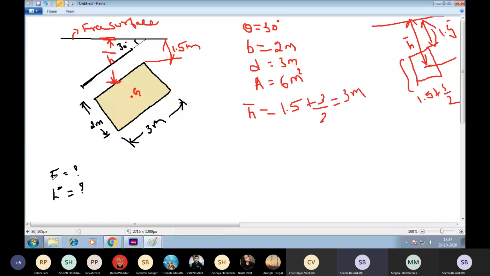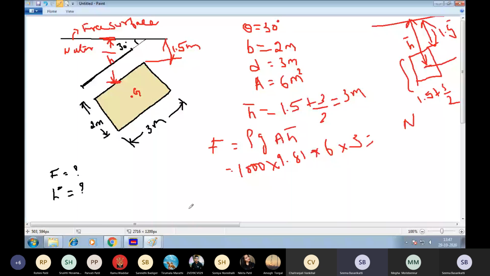Now how are we going to calculate F? F is equal to rho g A into H bar. If you consider this as water, the density of water is 1000 into 9.81 into what is the area? 6, H bar is 3. Calculate the value of F in terms of Newton.